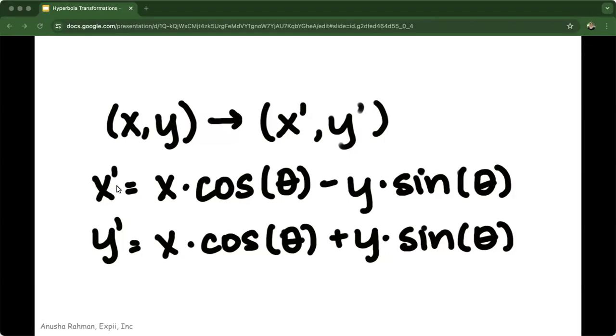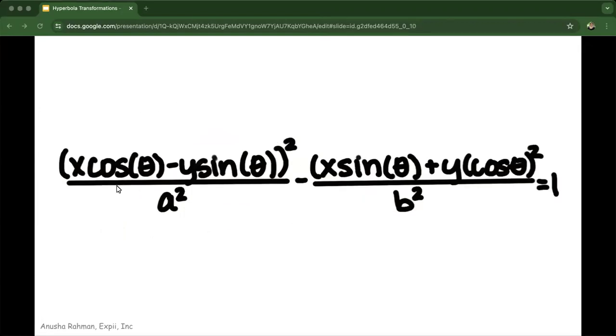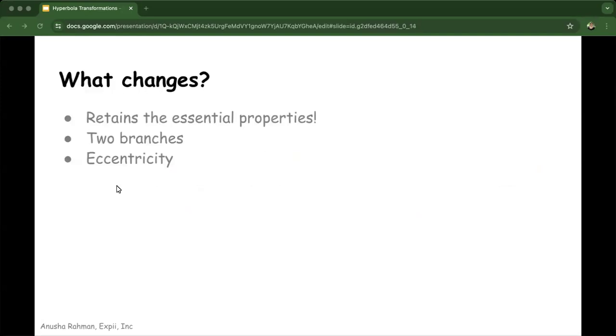Substituting these expressions into the equation of the original hyperbola gives us the equation of the rotated hyperbola. So after substitution and simplification, this is our new equation. This is the equation of the rotated hyperbola, which has been rotated by an angle theta counterclockwise. The rotated hyperbola still retains the essential properties of a hyperbola. It has two branches, and the distance between the corresponding points on these branches remains constant, known as the hyperbola eccentricity.